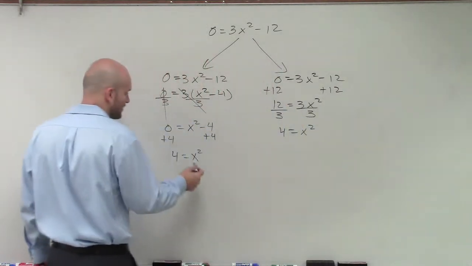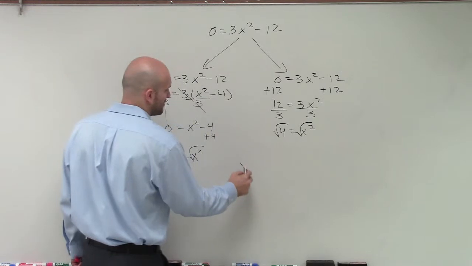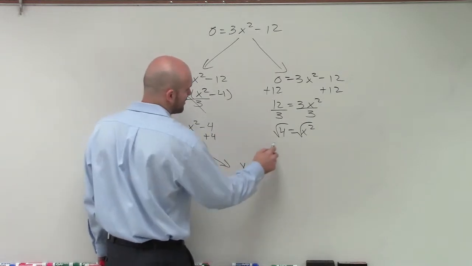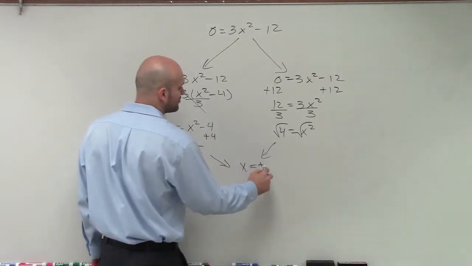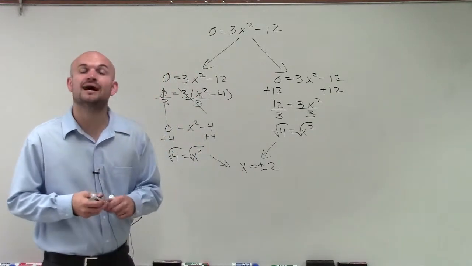And now, to solve for x, I take the square root of both sides. Therefore, my final answer for both problems is going to be x equals plus or minus 2. Make sure, taking the square root, you have to make sure you include the positive and the negative.